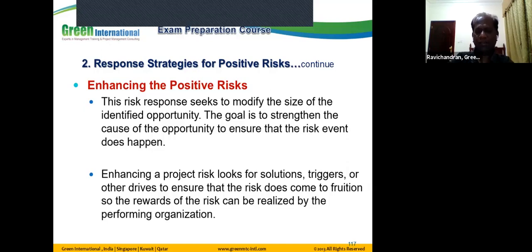That's called enhancing. When you say enhancing, you are looking for solutions, triggers or other drivers to ensure the risk happens so that the rewards can be realized. The goal is to strengthen the cause of the opportunity to ensure the risk event happens, which is basically modifying the size of the opportunity.